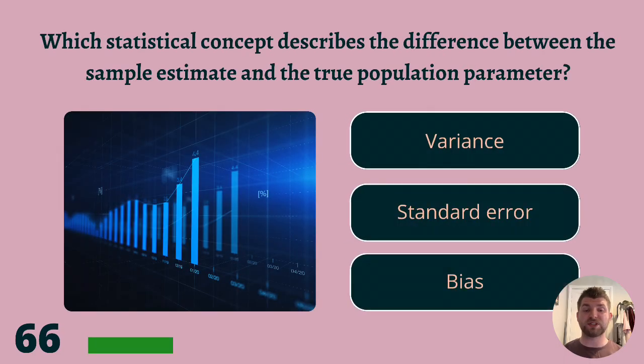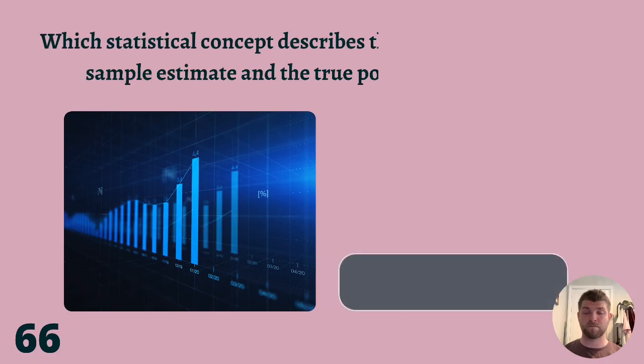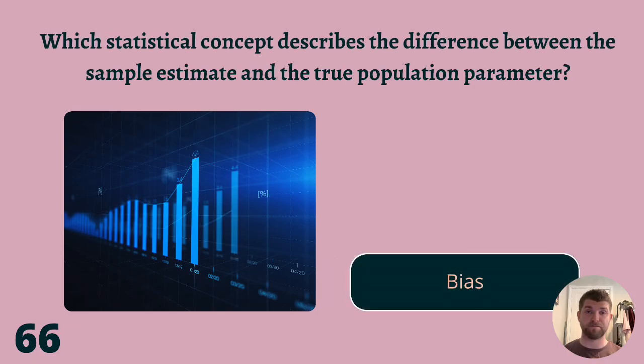66. Which statistical concept describes the difference between the sample estimate and the true population parameter? Variance, standard error, or bias? The answer is bias.